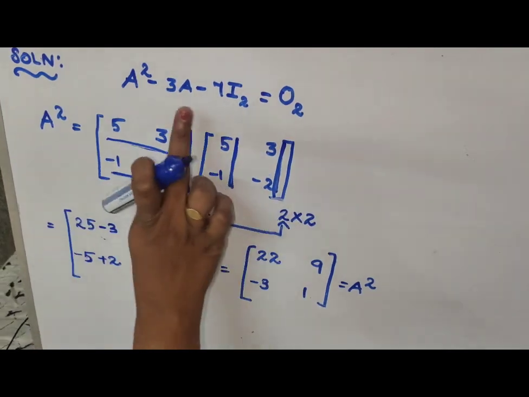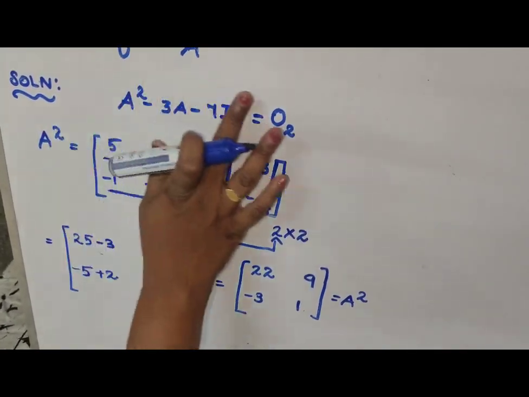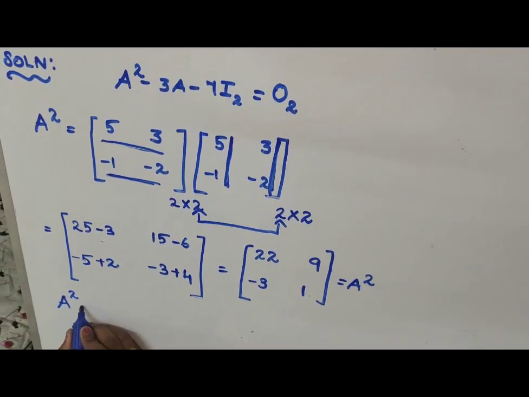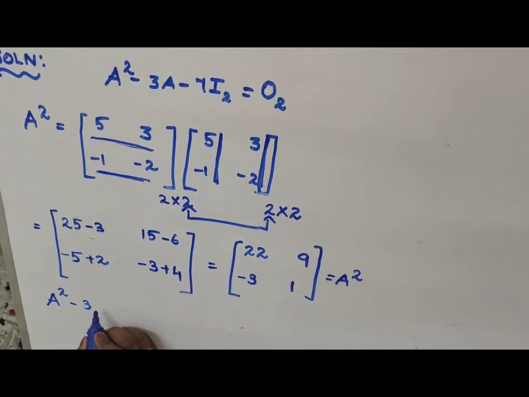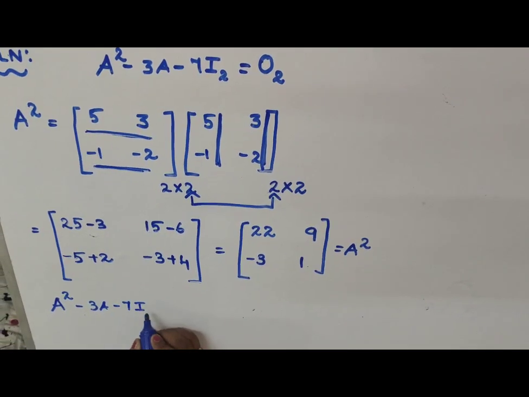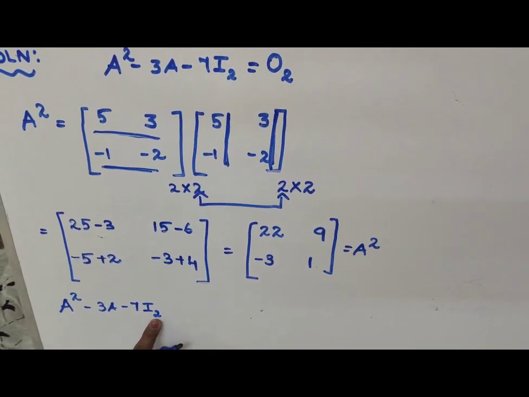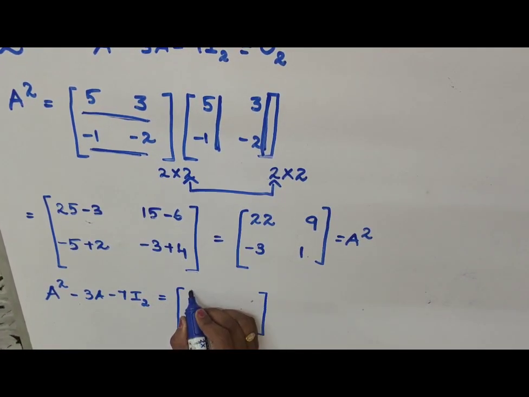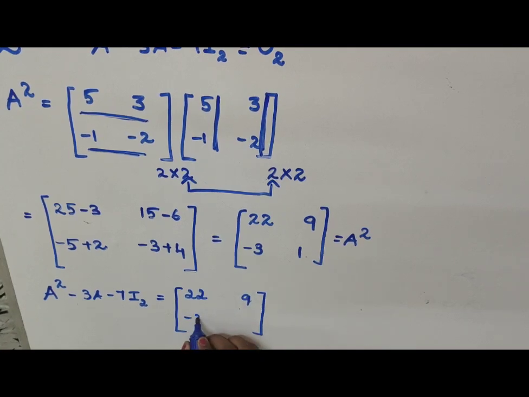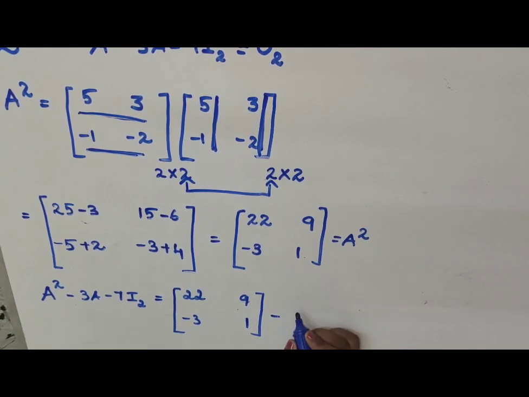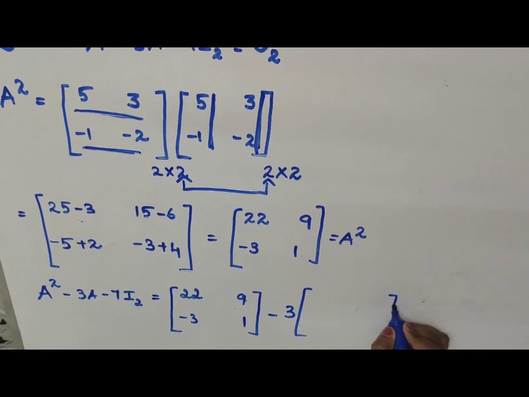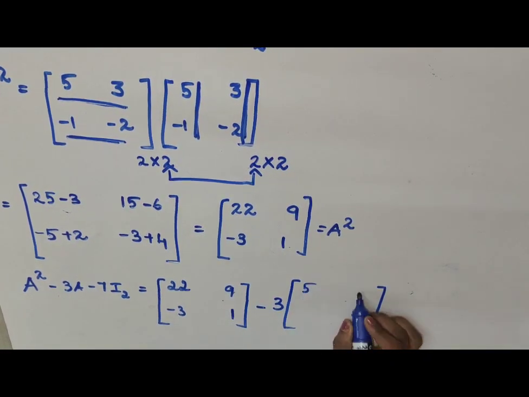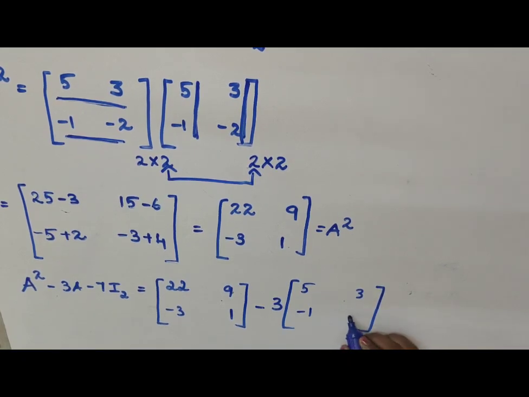Next we have to find minus 3A minus 7I. We have to simplify all together. I will do it in the same step and let me explain how to do that. The given left hand side is A squared minus 3A minus 7I. This identity matrix is a 2 cross 2 matrix. Now we found the value of A squared, which is nothing but 22, 9, minus 3, 1. Minus 3 into, we have to substitute the value of matrix A. We already have the matrix A, which is nothing but 5, 3, minus 1, minus 2.